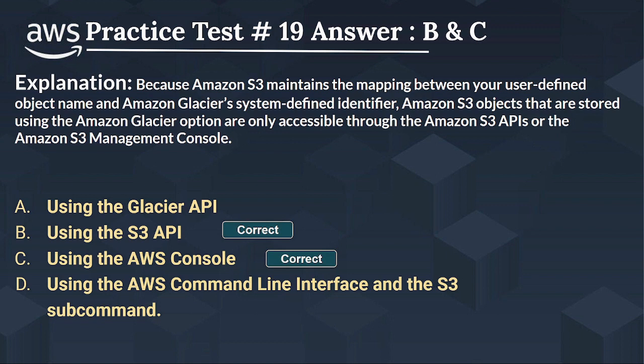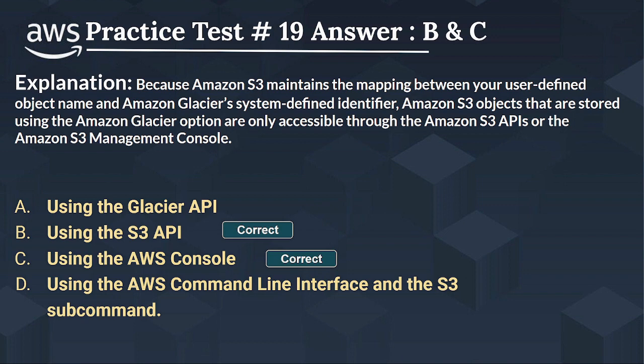Because Amazon S3 maintains the mapping between your user-defined object name and Amazon Glacier's system-defined identifier. Amazon S3 objects that are stored using the Amazon Glacier option are only accessible through the Amazon S3 APIs or the Amazon S3 Management Console. Let's move to next question.